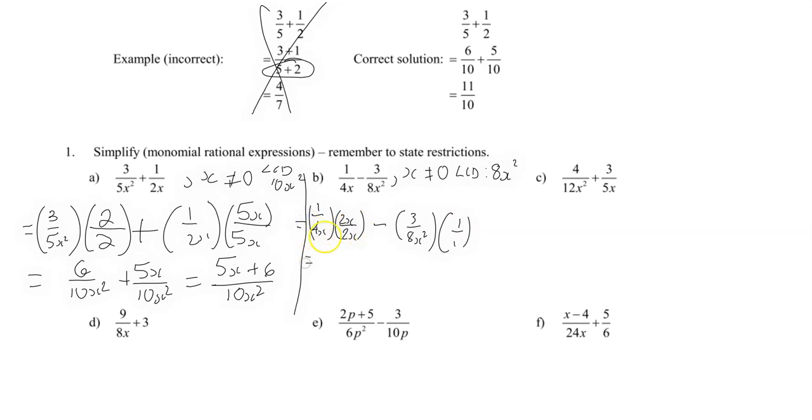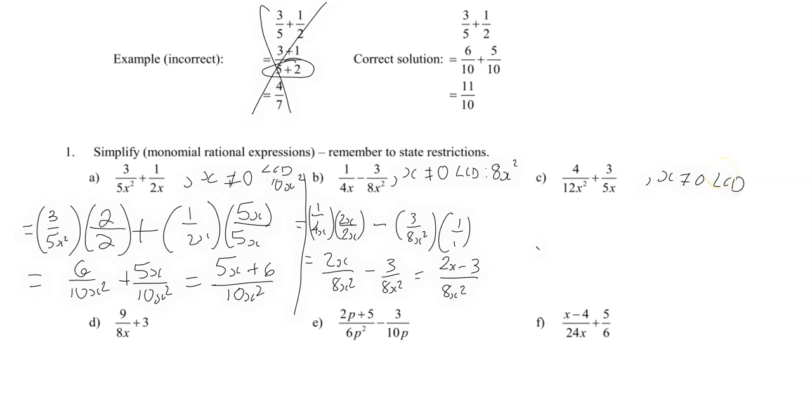Let's throw an equal sign in front. So this is equal to 2x over 8x squared minus 3 over 8x squared. So 2x minus 3 over 8x squared, right? Still, x can't be 0. Over here, we have x cannot equal 0.